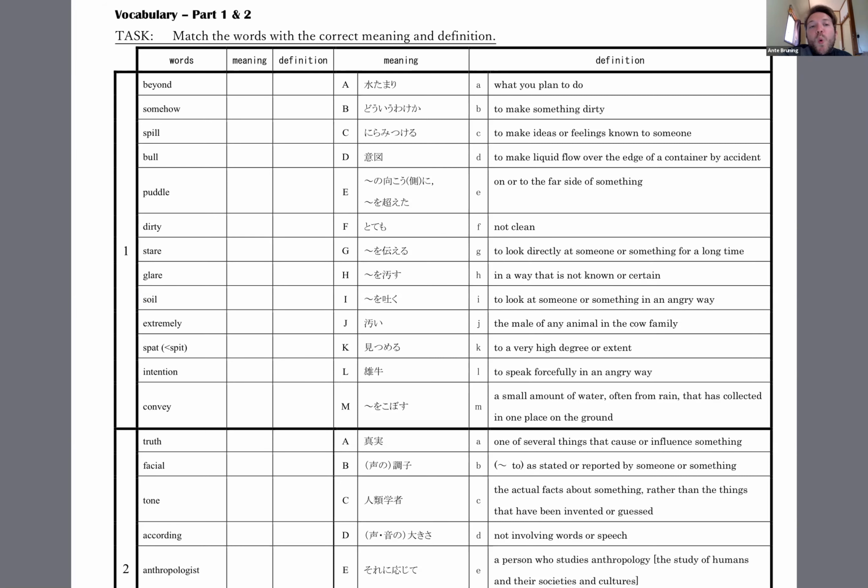Somehow. Spill. Bull. Puddle. Dirty. Stare. Glare. Soil. Extremely. Spat. Intention. Convey. Shall I read part 2 as well?